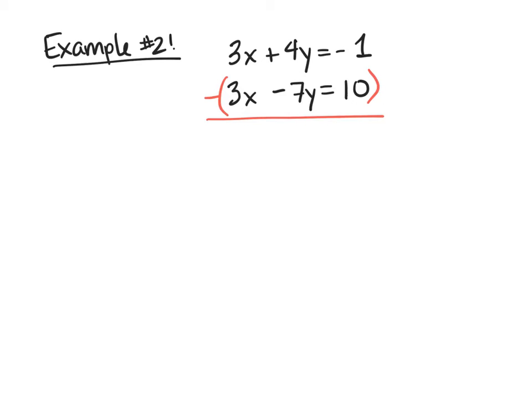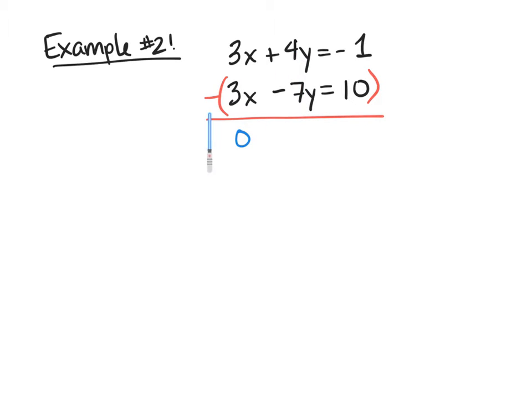So 3x, take away 3x, let's keep it simple, 3x minus 3x, nothing. Remember, if you want to write a 0 there, you can. I usually don't, but it doesn't matter. Now, this is where we have to be very, very careful.